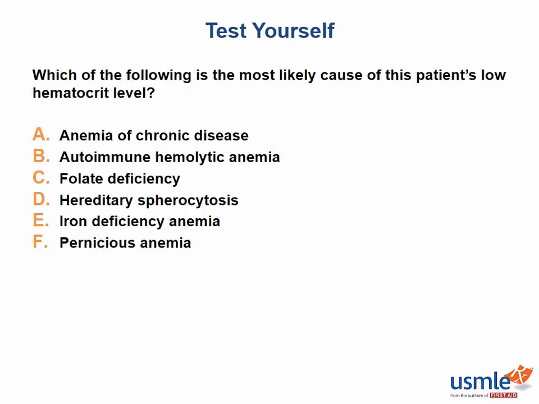Which of the following is the most likely cause of this patient's low hematocrit? We have A. Anemia of chronic disease, B. Autoimmune hemolytic anemia, C. Folate deficiency, D. Hereditary spherocytosis, E. Iron deficiency anemia, and F. Pernicious anemia. Well, the answer here is pernicious anemia, F.